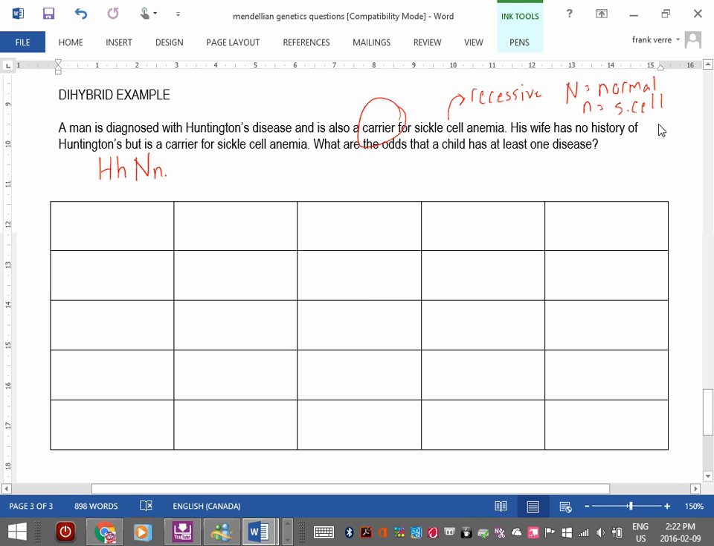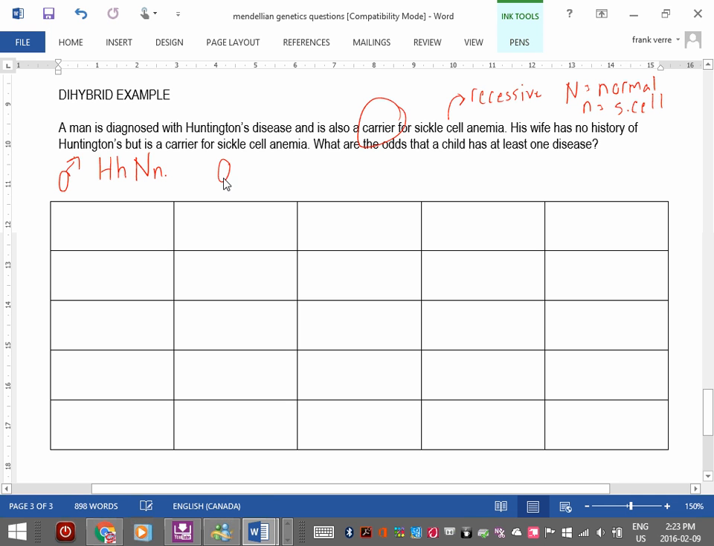But in Huntington's, the opposite. In Huntington's, the allele that causes disease is dominant. Okay? A carrier would mean that you have the allele but you don't show it. If it's dominant, you have it and you show it. Okay? So here's the male. The male is big H with a little h, and big N with a little n.